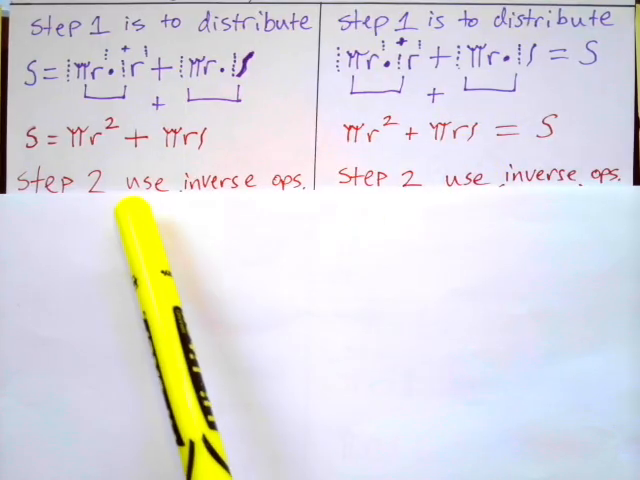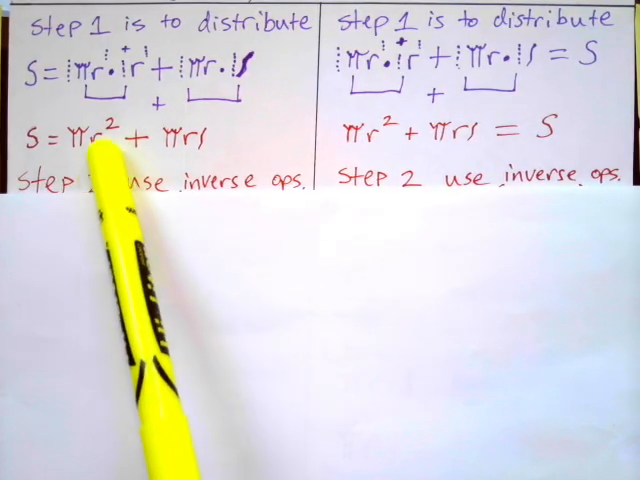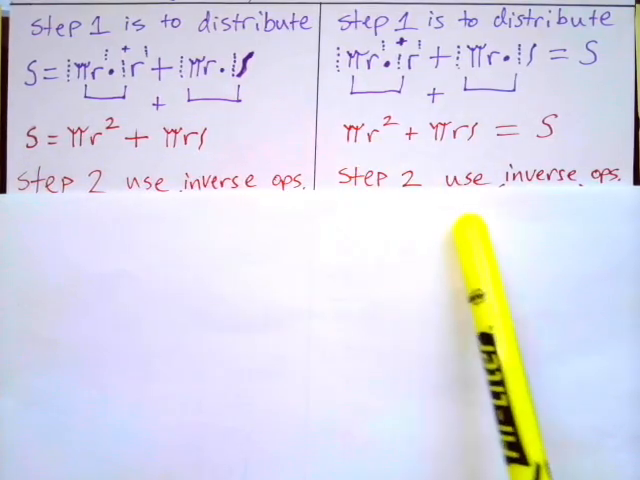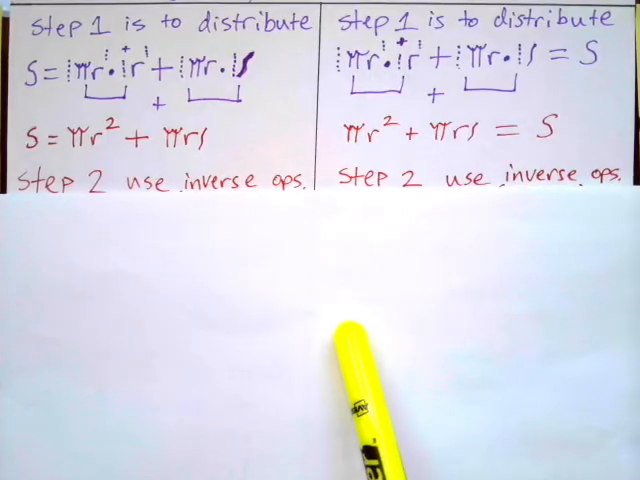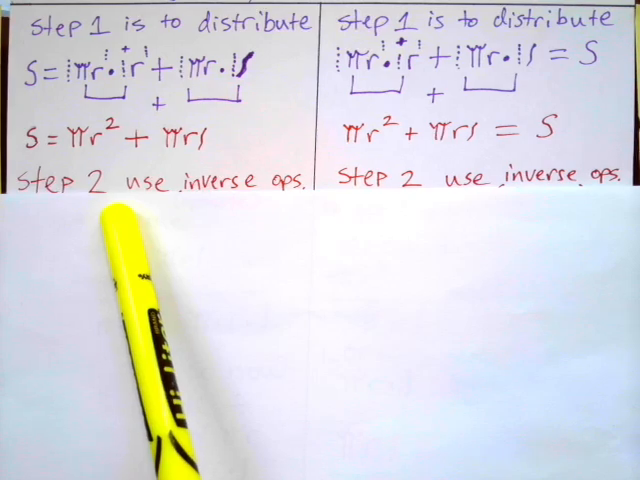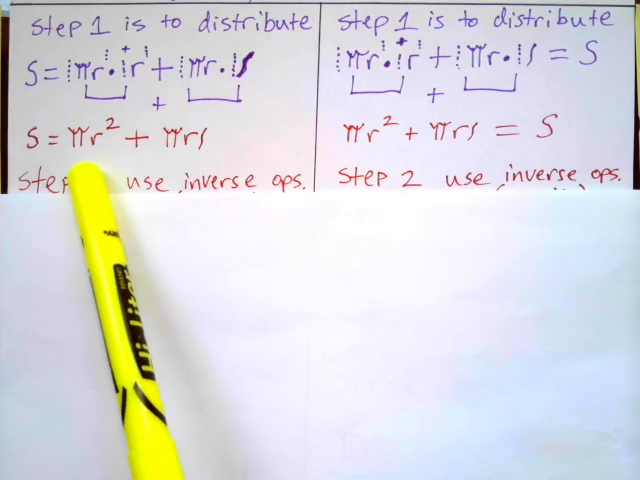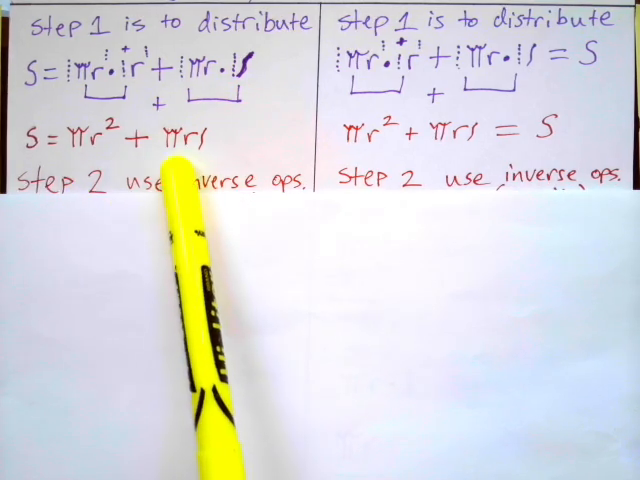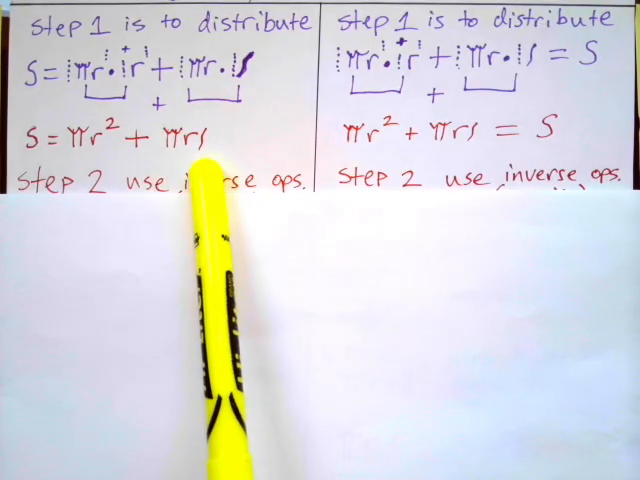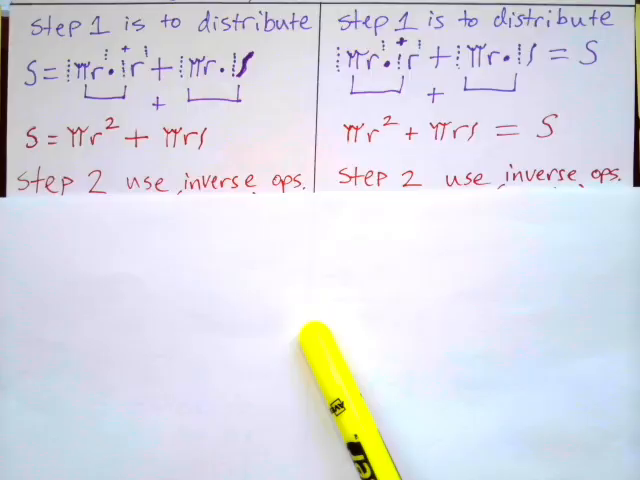What does that mean? That means I've got to move the pi r squared, the whole term, over to the other side of the equal sign. Anytime you move a term, its opposite or inverse is adding and subtracting. Anytime you want to turn a term into 1 or make it disappear, its opposite is multiplying or dividing.